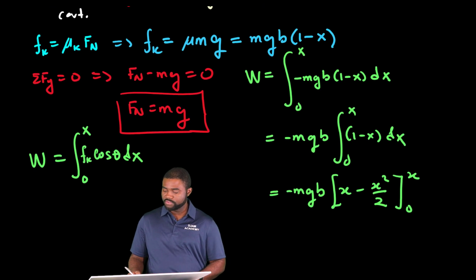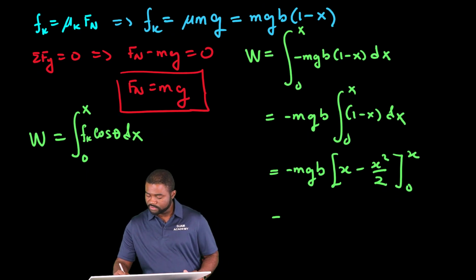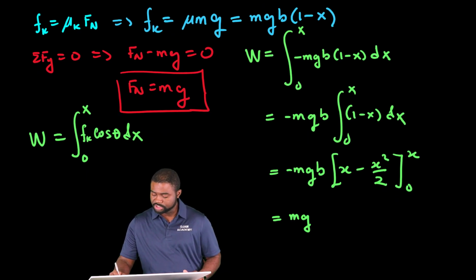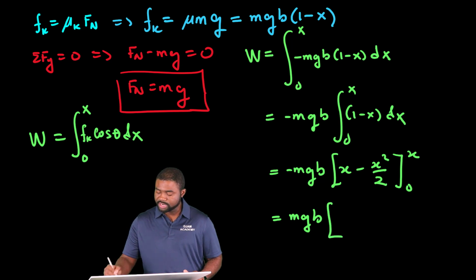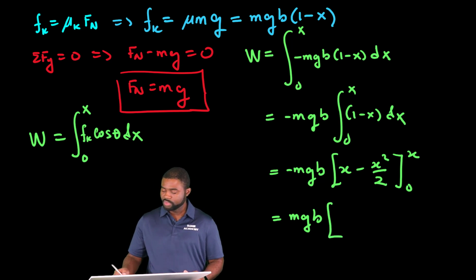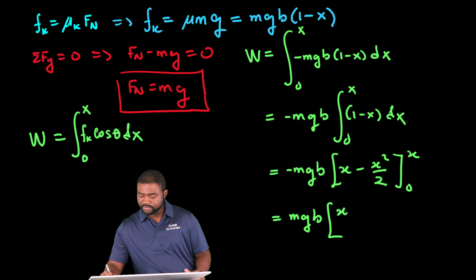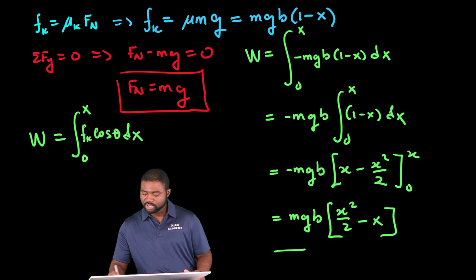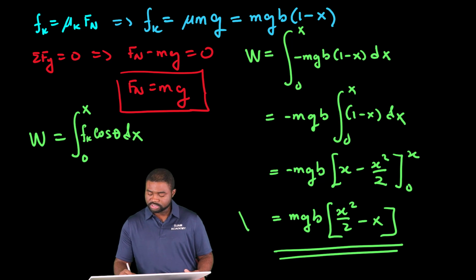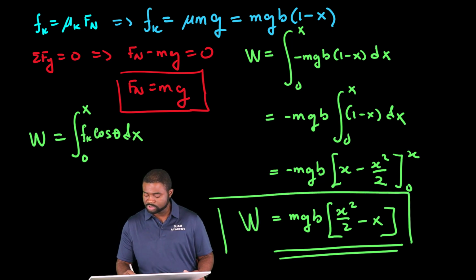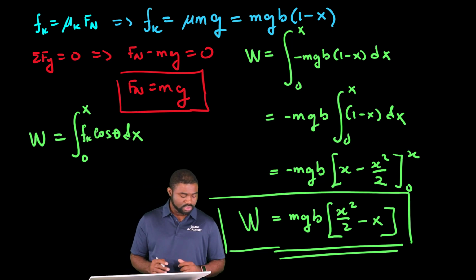Now we can further simplify this. This will be equal to mgb, taking the minus sign inwards, times [x squared over 2 minus x]. And right here, this is the work done by the friction force, which is still a function of position.